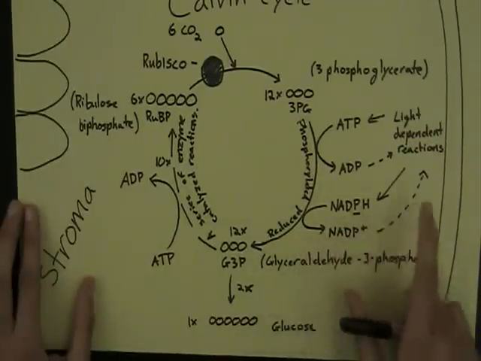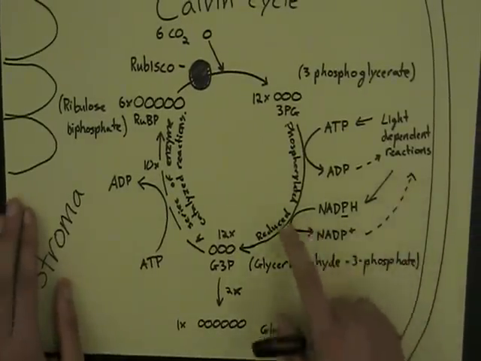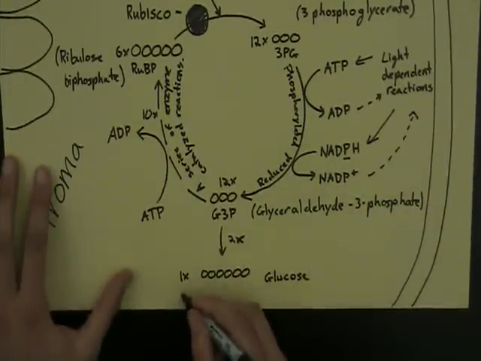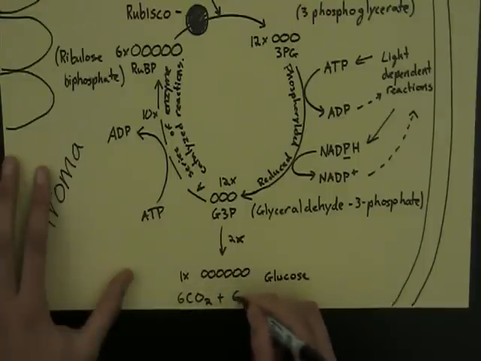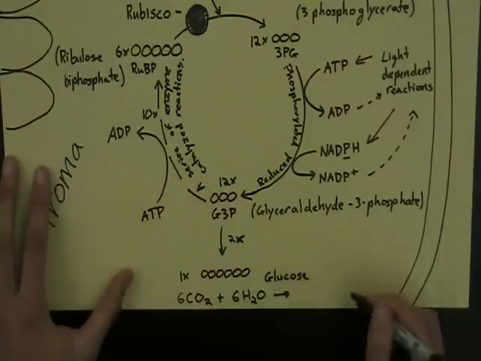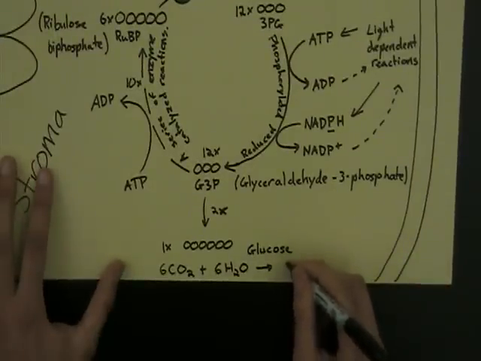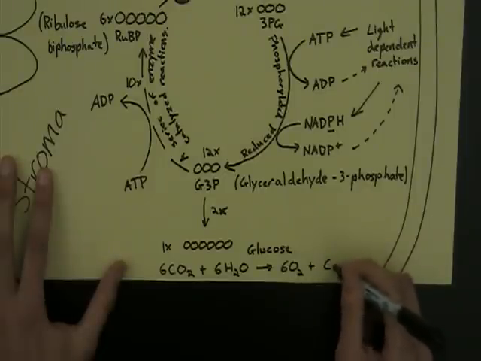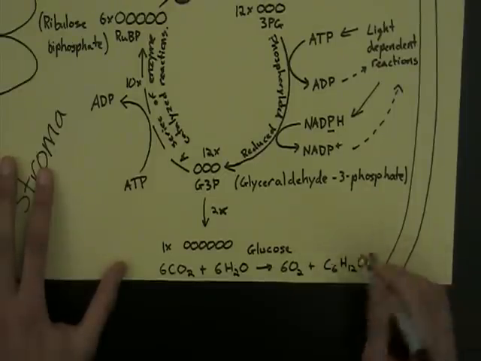If you can combine this with what is happening in the light-dependent reactions in the other video, then you should be able to come up with the entire formula for photosynthesis, which you'll remember is 6 CO2 plus 6 H2O is transformed using energy from the sun into 6 oxygen molecules and 1 glucose molecule, which is C6H12O6. Excellent.